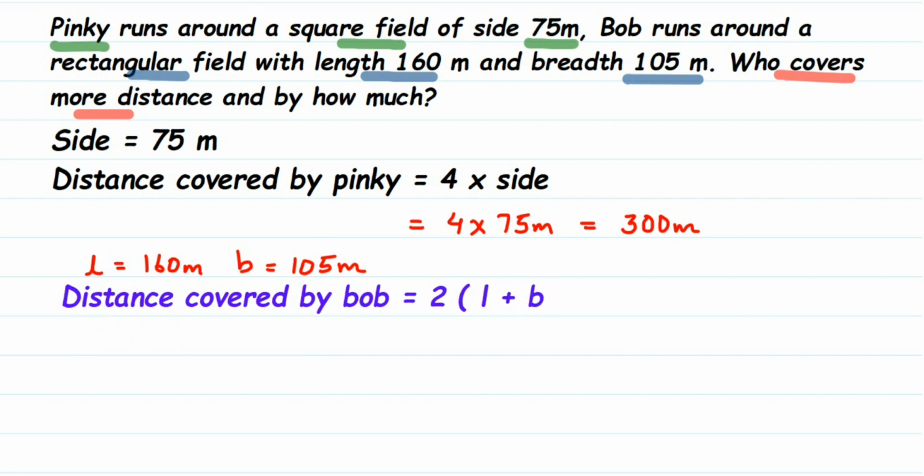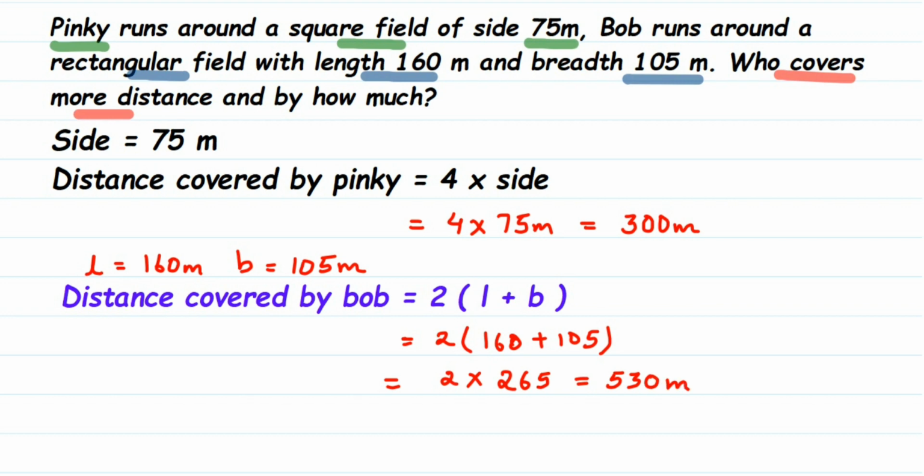So you have to substitute the values of length and breadth here and get the value of the perimeter. So it's 2 into, length here is 160, so 160 plus breadth here is 105. So first we're going to add them. 160 plus 105 is 265, so it's 2 into 265. Multiply this by 2, this will be equal to 530. So you can see that 530 meter is more than 300 meter. If you compare the distance here, 530 is greater than 300, which means Bob has covered more distance here.